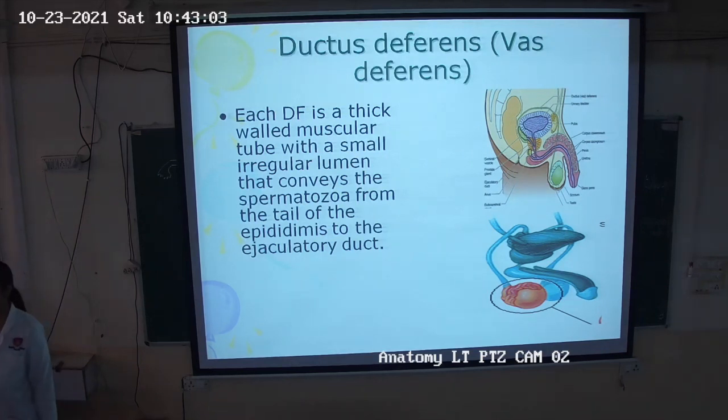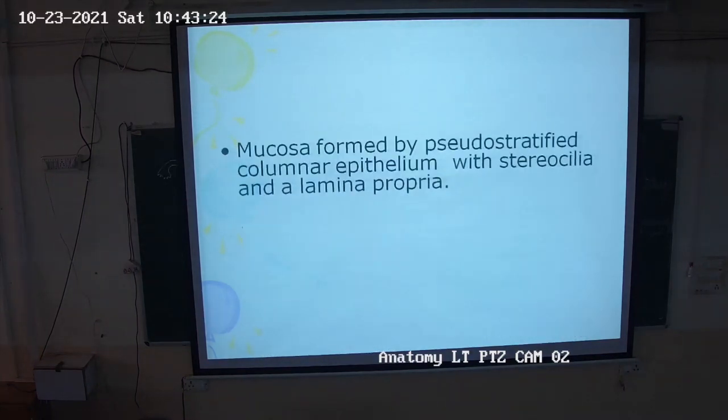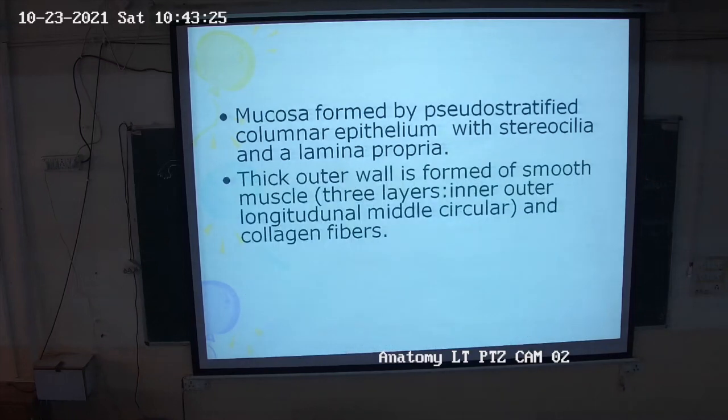And here the epithelium will be pseudostratified, and in the ureter the epithelium is transitional epithelium. Okay, so vasa deferens is a thick-walled muscular tube with a small irregular lumen which gives the shape of a star, and it conveys spermatozoa from the tail towards the ejaculatory duct. The mucosa is formed by pseudostratified columnar epithelium. Then it has lamina propria.